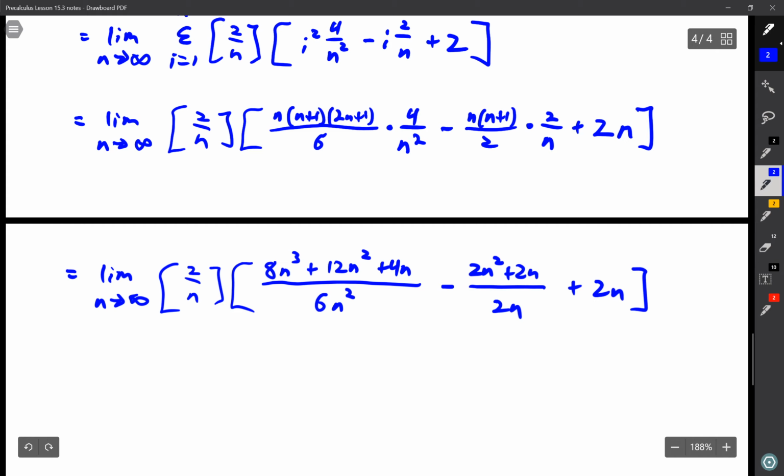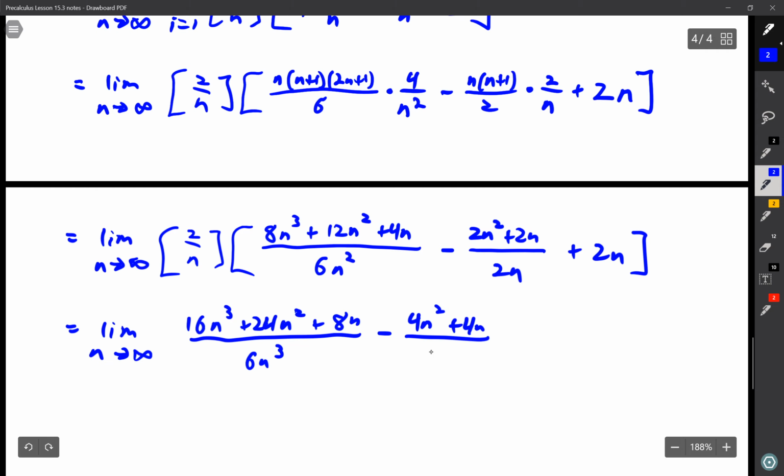All right, now let's multiply this 2 over n into there. We get the limit as n approaches infinity of, so everything on top gets multiplied by 2, everything on bottom gets multiplied by n. So this gives me 16n cubed plus 24n squared plus 8n over 6n cubed, minus 4n squared plus 4n over 2n squared, plus 4n over n.